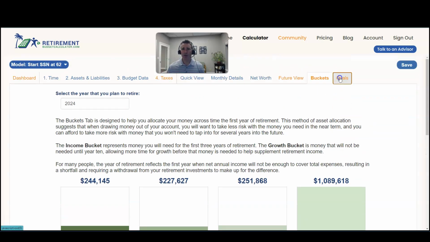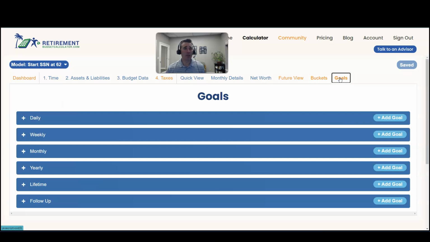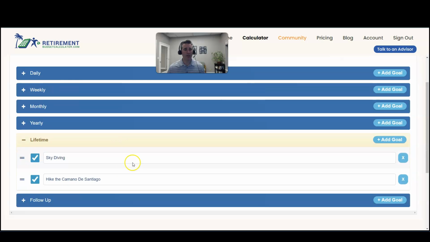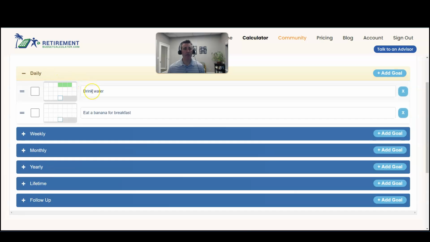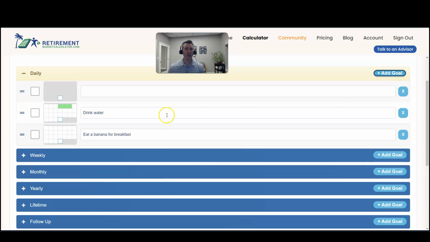One of the things you're going to find in retirement is you're going to have a lot more time to do the things you really want to do. And we want you to have lifetime goals. These are the big things, the bucket list things that you've always wanted to do. But we also want you to have little daily routines that you get into. So make sure you're drinking water, eating a banana for breakfast. You can add goals, whatever's important to you, especially important as you're thinking about the new year.